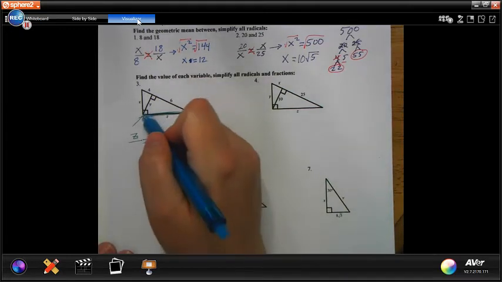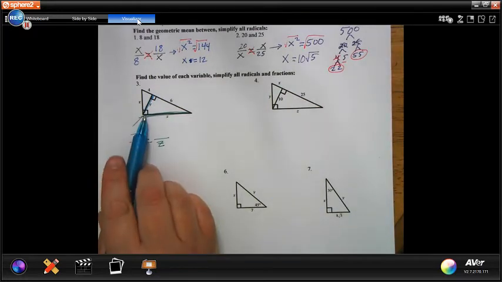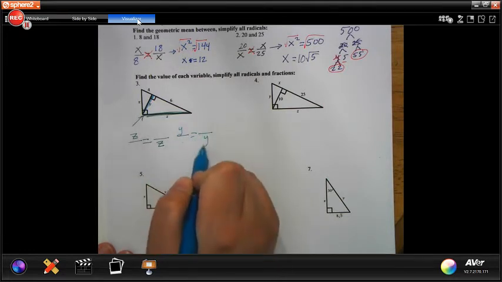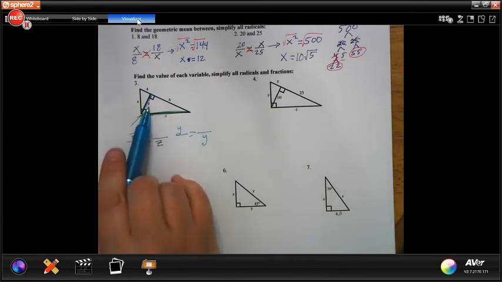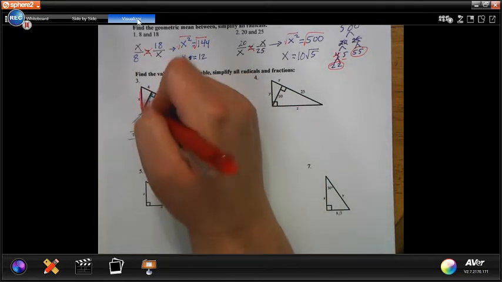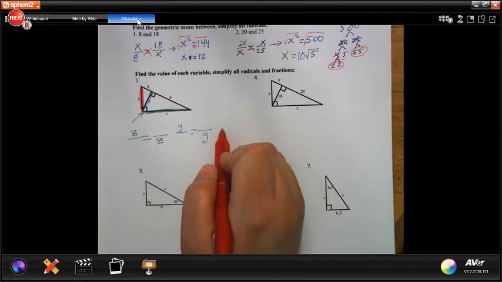Then I have this line, one of the 3 lines that touch this right angle. So Y and Y, because Y is on the line. Okay, and then the last one, that has an X on it. So I set it up.